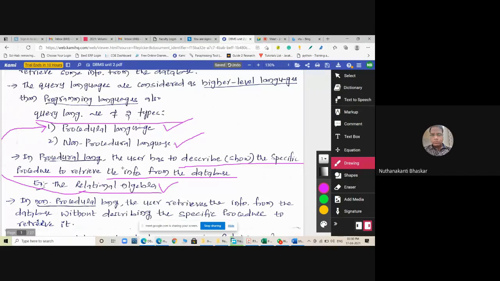Why is it procedural? Relational algebra has some procedures. We will discuss one by one what the procedures are. First of all, a procedure is some rules and regulations that we need to learn and follow. Just as we write C programming with syntaxes and semantics, in the same way relational algebra also has some rules and regulations, so it is a procedural oriented language. Clear?